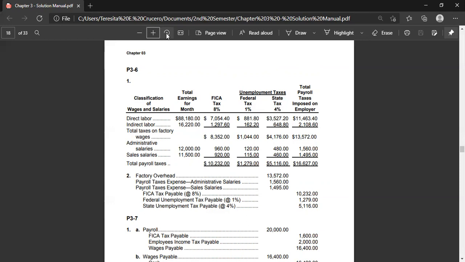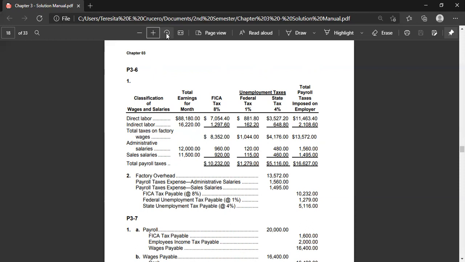and 4%. So we just multiply for FICA tax, we multiply the amount of the total earnings at 8%. So we now get 7,054, federal tax 1%, and state tax 4%. So the total payroll taxes imposed on employer for the direct labor. We are asked, number one, using the above form, calculate the employer's payroll taxes.